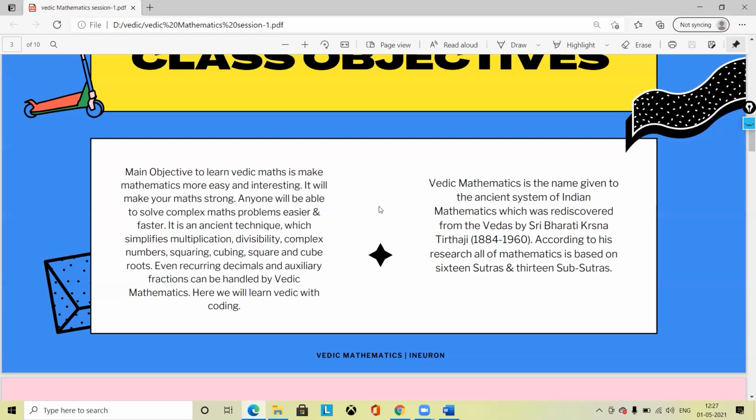Okay, so I hope you enjoyed this session and found it interesting. This is a very introductory section, I would say. From the next session onwards, we will start with the very first trick, how to find the complement of a number, a very basic one.